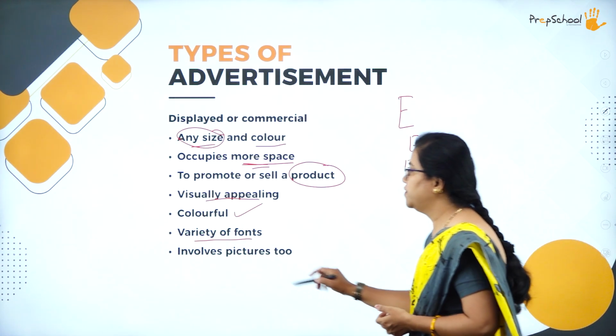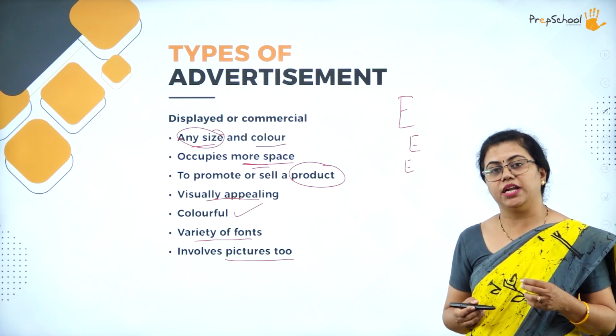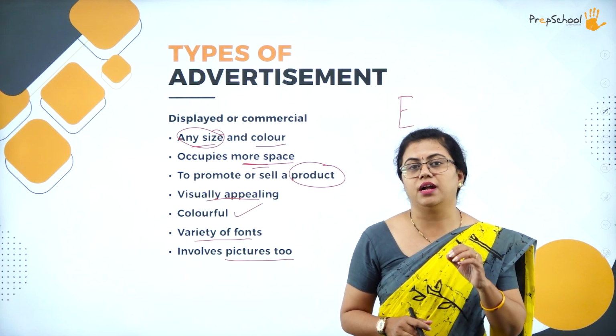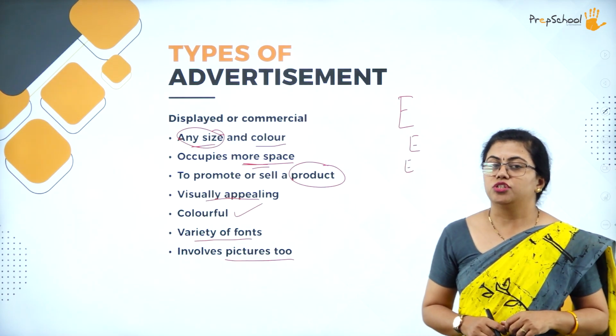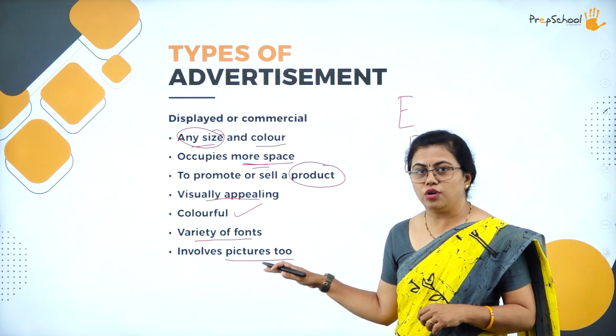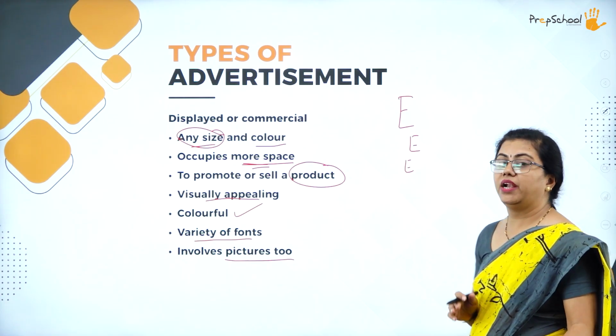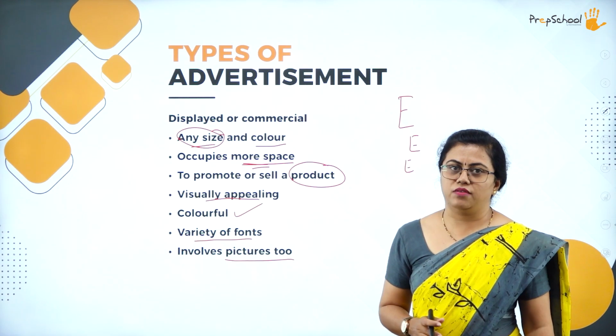It may involve some pictures also. Sometimes it involves only pictures, wherein pictures only deliver the message that the advertisement has to give. So this way it involves pictures also. So this is the difference between the classified and the displayed or the commercial type of advertisement.